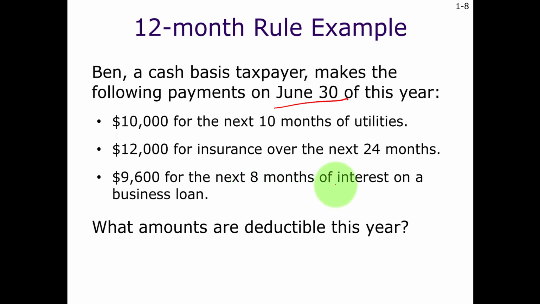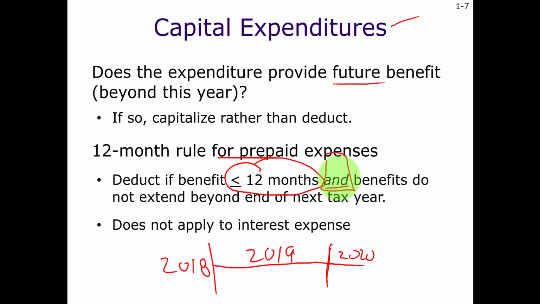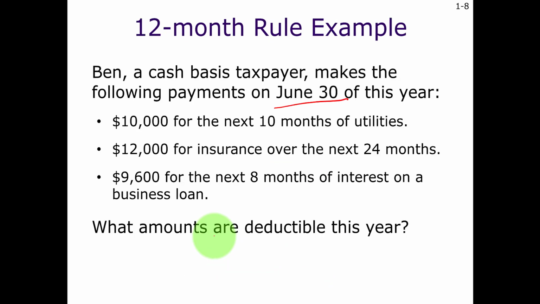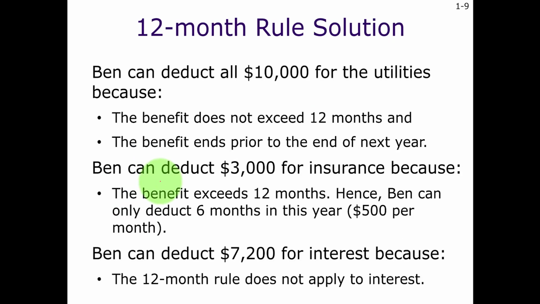8 months of interest. Oh, let's go back to the previous slide. Here it says that the 12-month rule doesn't apply to interest, so you have to deduct it for the period in which it benefits. No 12-month exception here. So here we're paying it for 8 months. So 6 months for the current year. 6/8 of this should be deducted this year, and then 2 months worth deducted next year, even though you're paying it up front. So here's the calculation for those three situations.